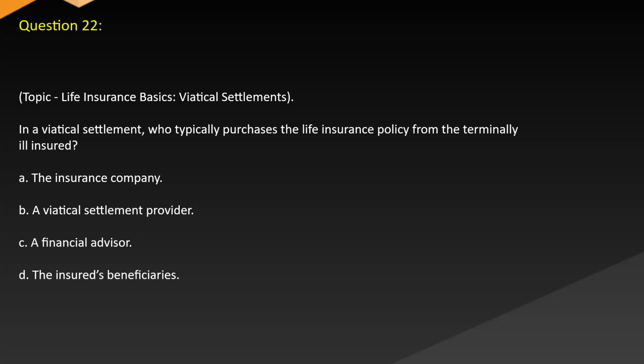Viatical settlements. In a viatical settlement, who typically purchases the life insurance policy from the terminally ill insured? A. The insurance company. B. A viatical settlement provider. C. A financial advisor. D. The insured's beneficiaries.